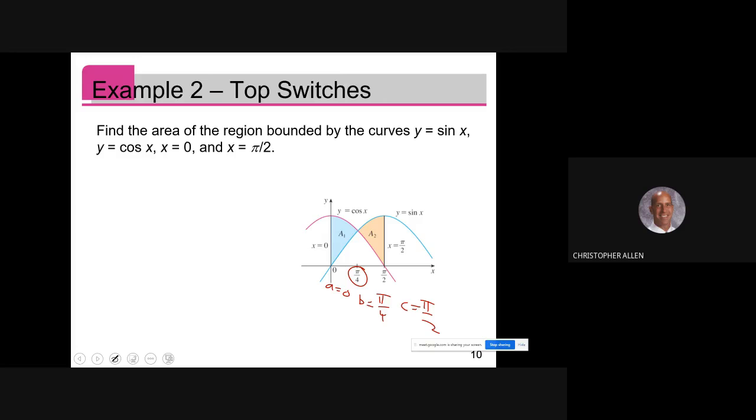It says find the area of the regions bounded by the curves y equals sine of x, y equals cosine of x, x equals 0, and then x equals pi/2. Just set it up. You don't have to actually work it out.